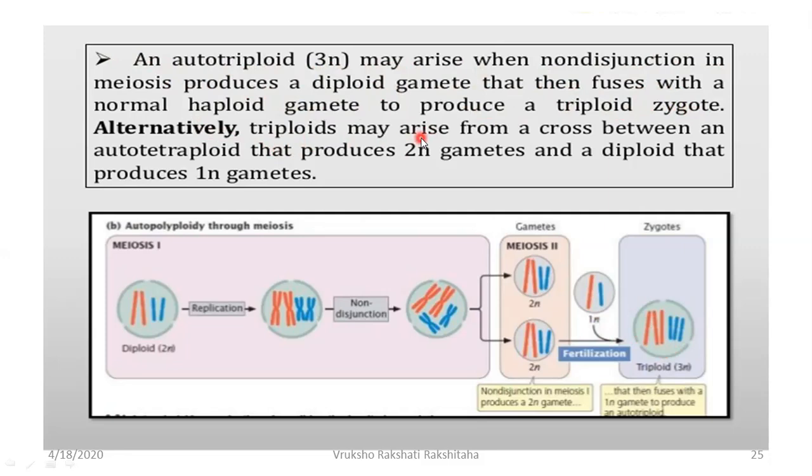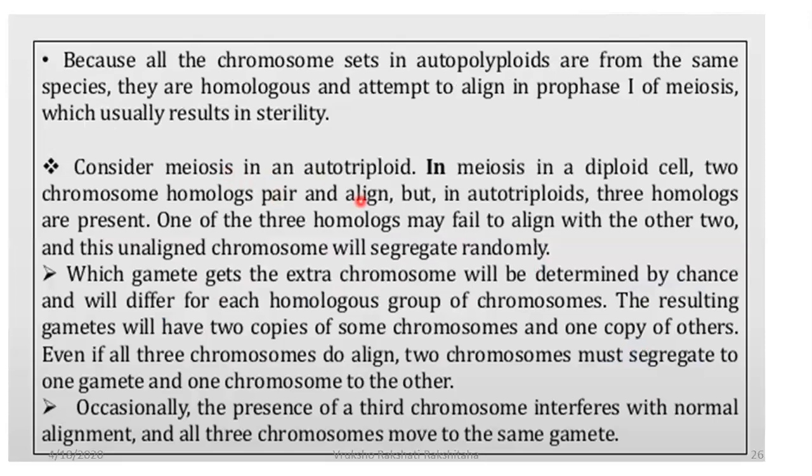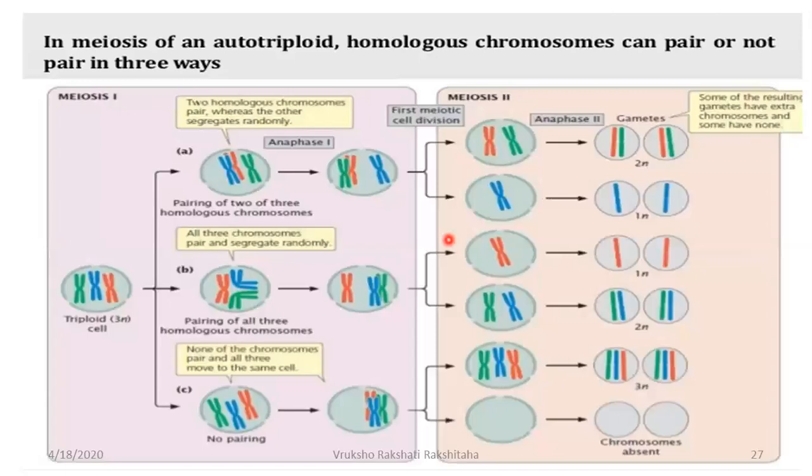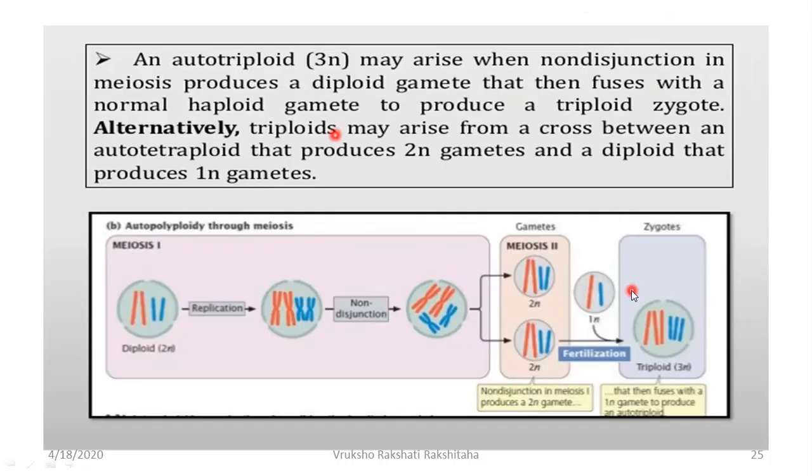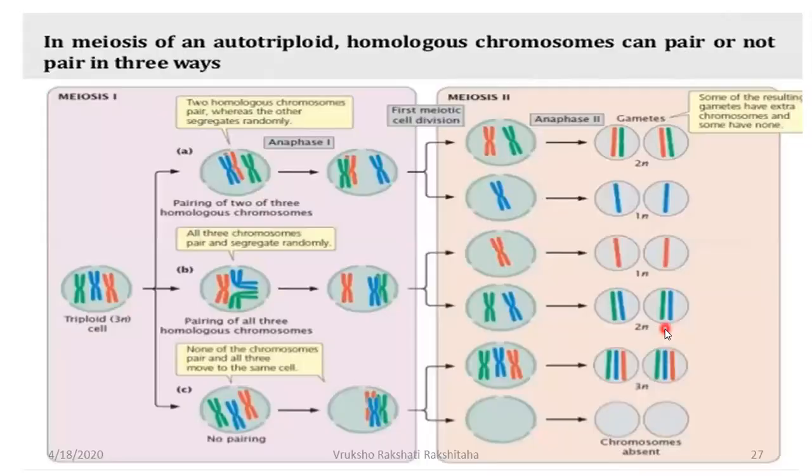Alternatively, triploids can also be produced from a cross between an autotetraploid that produces unreduced gametes and a diploid that produces haploid gametes. I hope these points are clear. This slide represents the same explanation I gave before. In the previous section we saw how triploidy originates. Now let us see what happens when this cell undergoes meiosis.